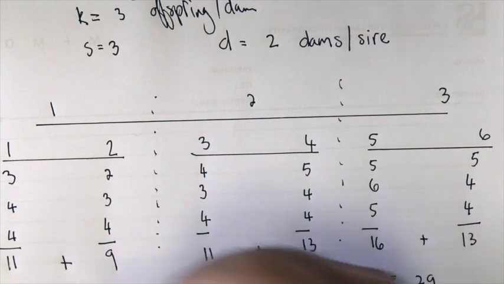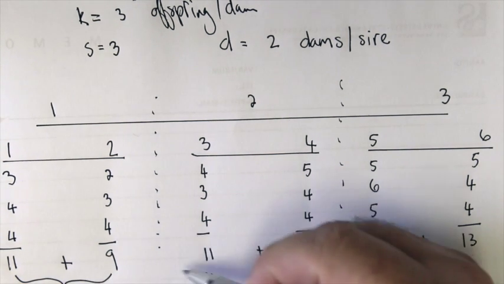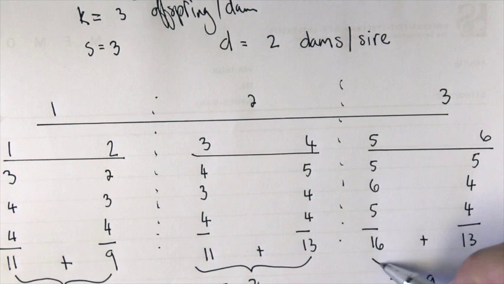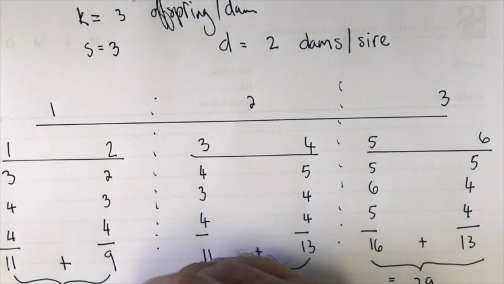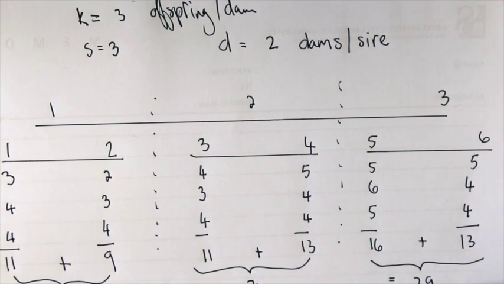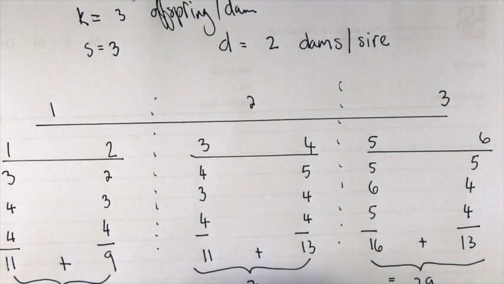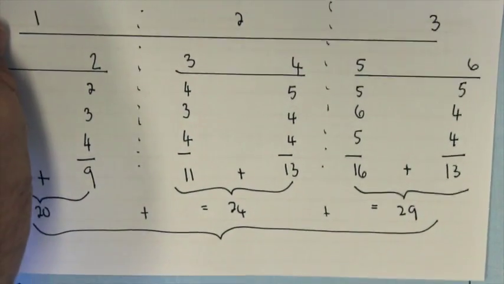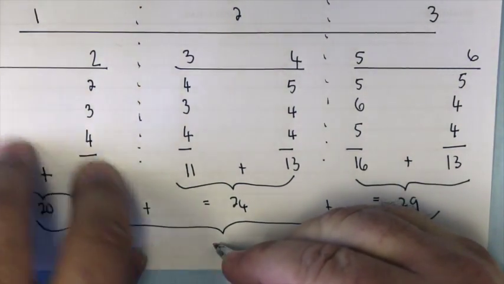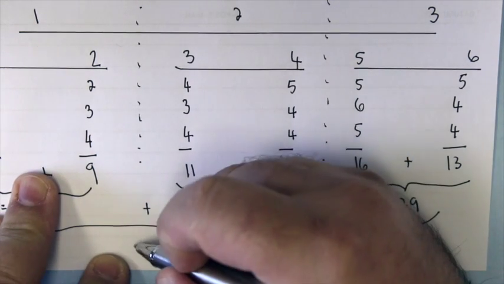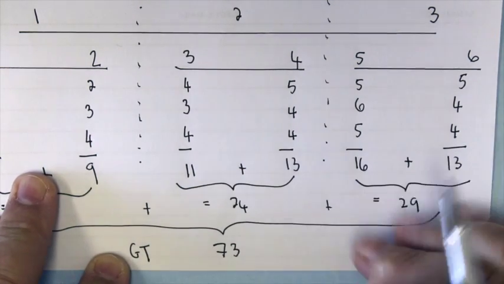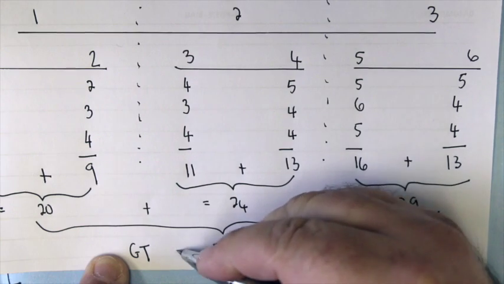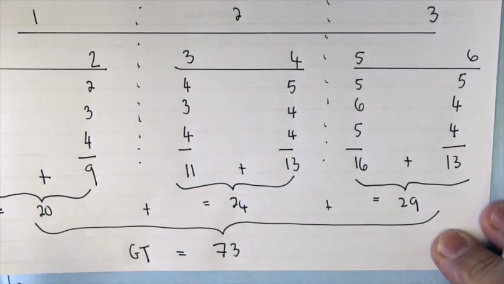The only remaining calculation that we therefore have to do is that of the grand total. The grand total in this specific case comes out to 20 plus 24 plus 29, and that gives us 73, and that is our GT, or our grand total.